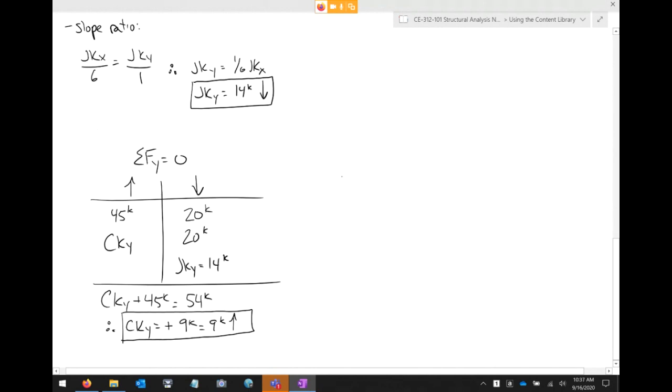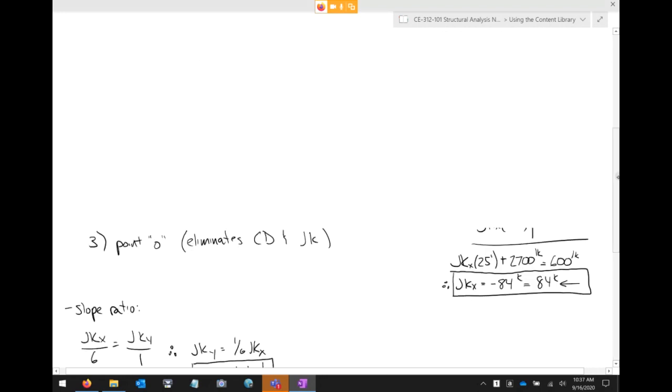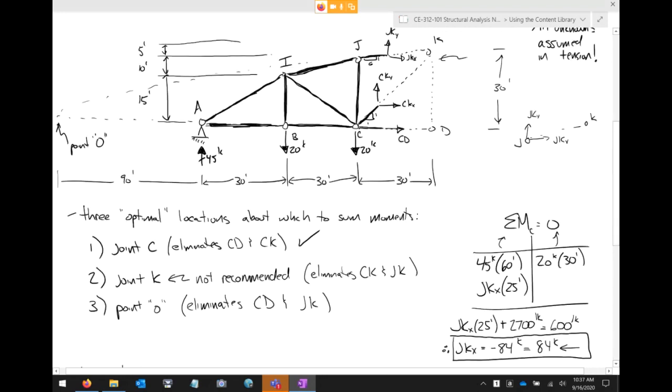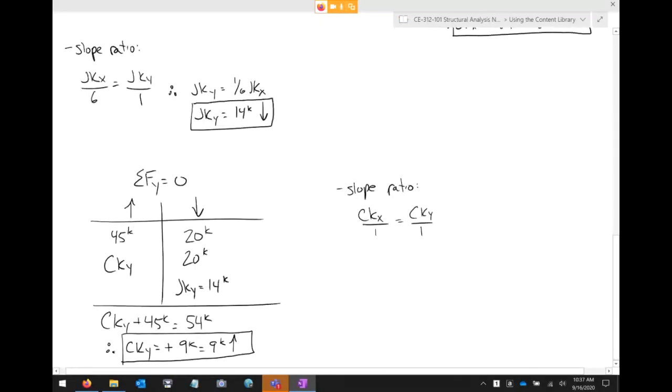So if I've got CKY, I can use my slope ratio to get CKX. So CKX over some number is CKY over some number. What was CK? That's a 1-to-1. So CKX is going to be 9 kips, and that's going to be going to the right. Okay, so that one's easy.